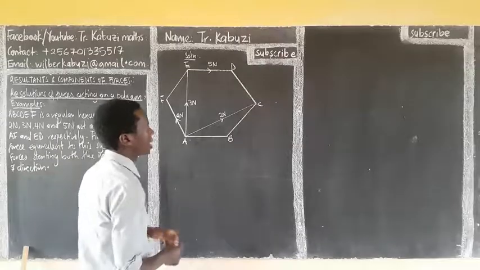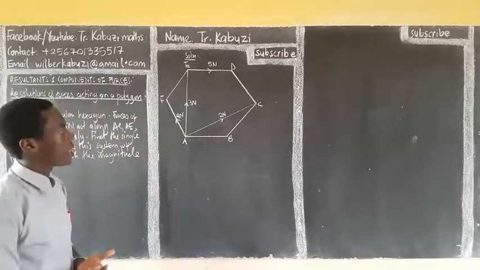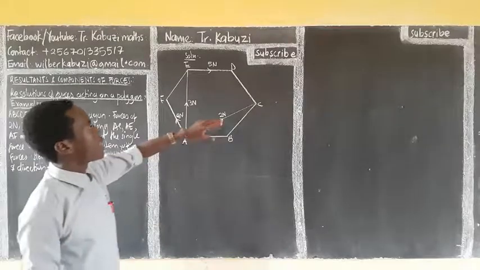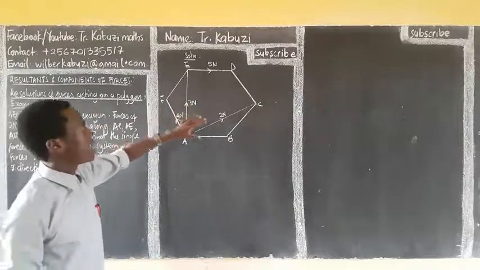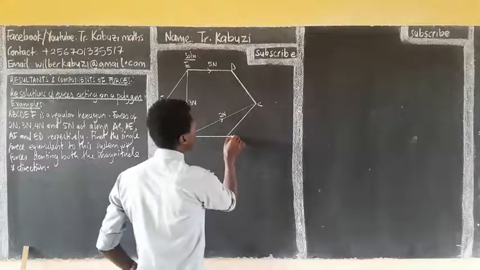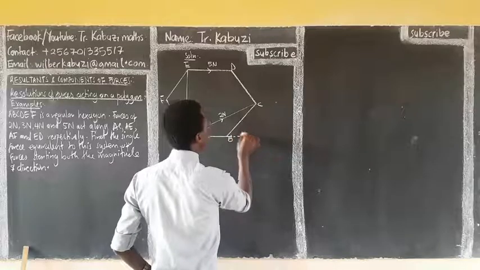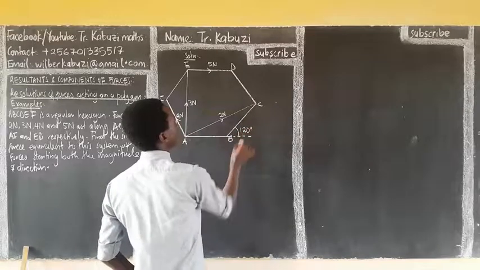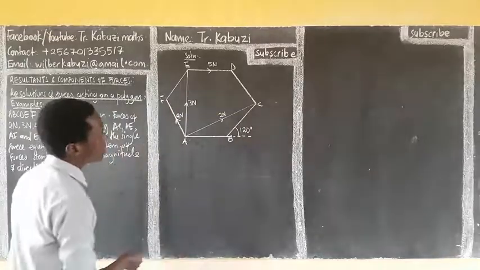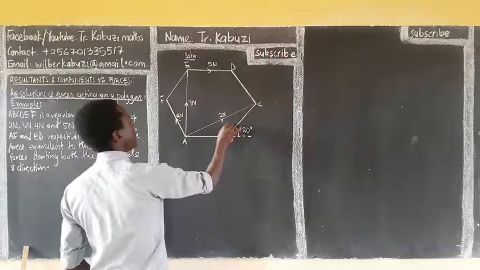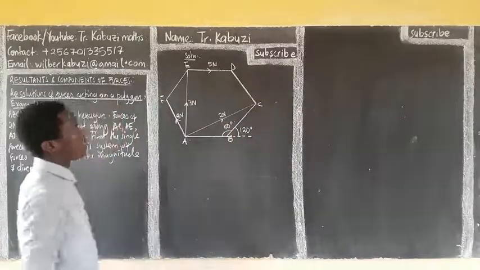Now, know that to get one exterior angle of a regular polygon, you get 360 divided by the number of sides. So if you divide 360 by 6, our exterior angle, this one, is going to be 60 degrees. If that is 120 degrees, it means that our balance here is going to be 60 degrees.